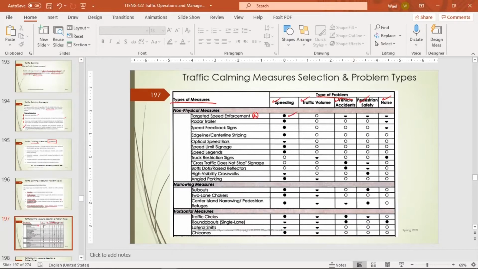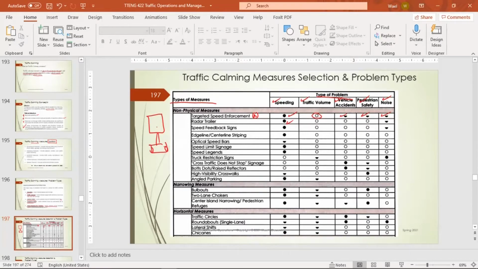For vehicle accidents, it's not that effective. For pedestrian safety, not that effective. For noise, not that effective. For volume, it's irrelevant. Radar trailer is similar to this targeted speed enforcement. This is basically having a trailer with a sign telling drivers what speed they are driving at. So it's good for speeding. It informs them if they are exceeding the speed limit.